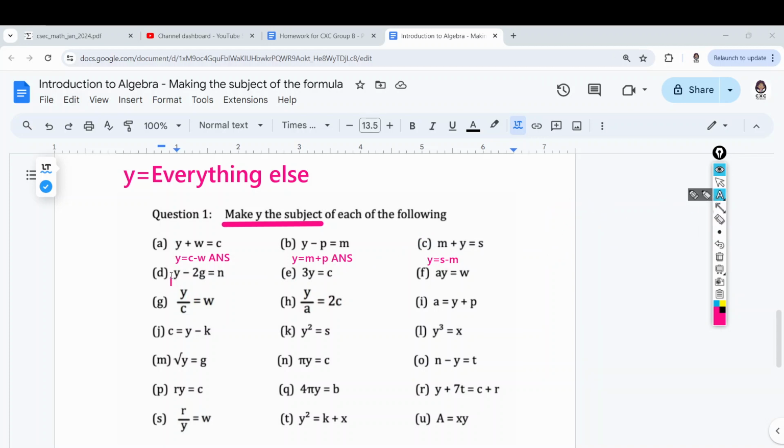All right, so number 4 now, which is D, it says Y minus 2G is equal to N. Don't be intimidated by the 2G, this is really easy as well. You just need to carry the 2G over to the right side, and you're going to get Y is equal to N plus 2G. So that's really simple. Let me just write that here. Y is equal to N plus 2G, and that's the answer. Okay, put it over here.